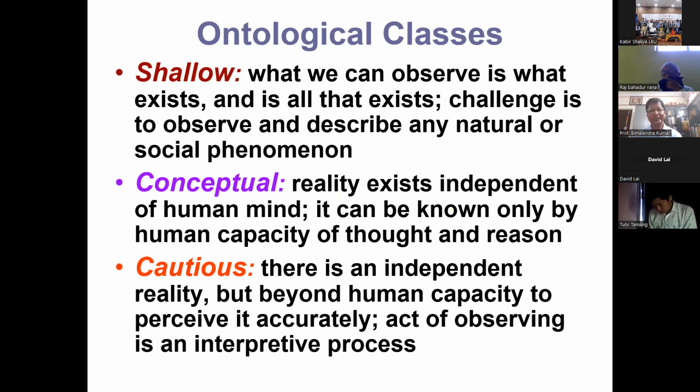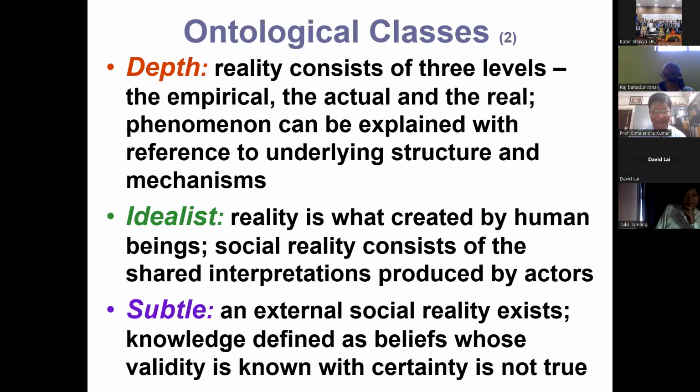So there also it is said that do not accept the things, whatever it comes to you. So the next is the causes. There is an independent reality, but beyond human capacity to perceive it accurately; the act of observing is an interpreting process. So these are the three subdivisions of the ontological aspect of the research. So again, there are depth, idealist, and subtle.